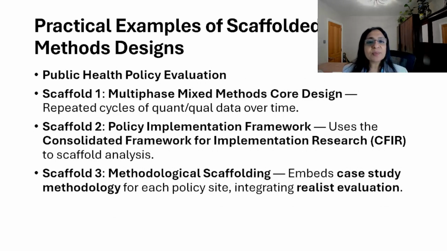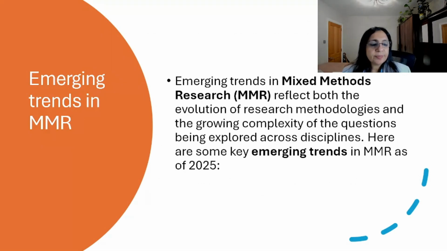The third example is from public health policy evaluation. Scaffold 1 is a multi-phase mixed methods core design, with repeated cycles of quantitative and qualitative data over time. Scaffold 2 is a policy implementation framework, which uses the Consolidated Framework for Implementation Research to scaffold analysis. And scaffold 3 is methodological scaffolding, which embeds case study methodology for each policy site, integrating realist evaluation. So as you can see, this is a very complex form of mixed method research design.